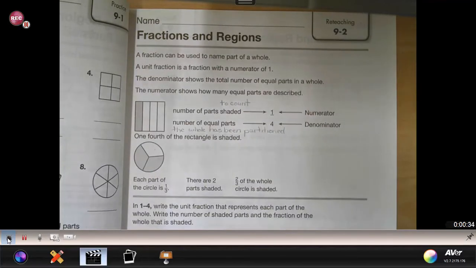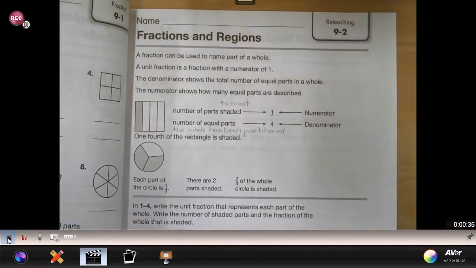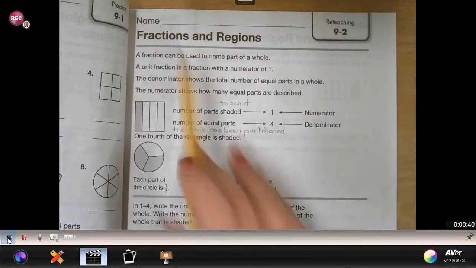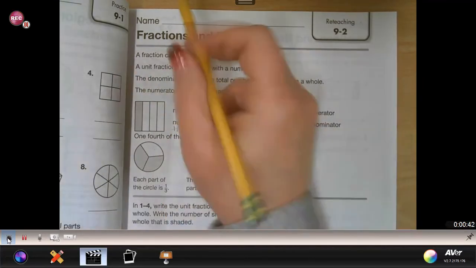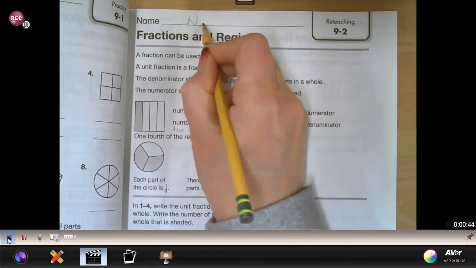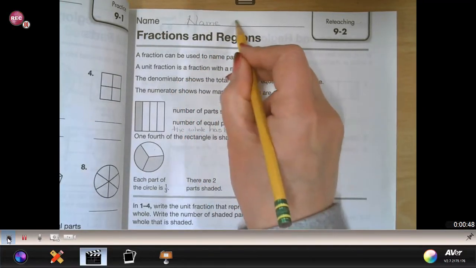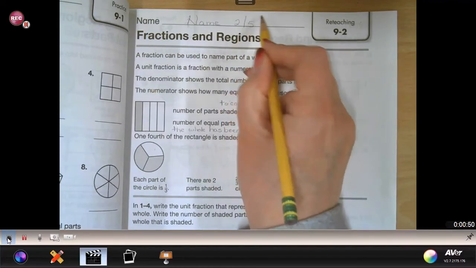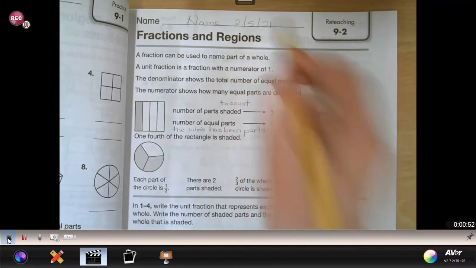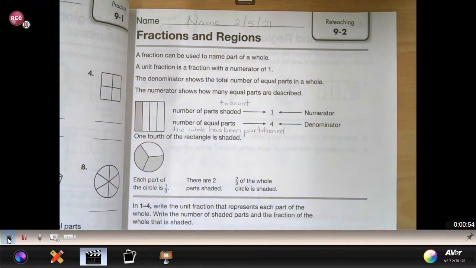The front is going to be the reteach, and the back is going to be the practice. I'm going to start us off with the front, which is the reteach part of our assignment today. So please make sure to write your name up here. The first thing you need to do is write your name, and today is the 5th, so we're going to also write the date up here as well. So thank you for taking time to do that right away.